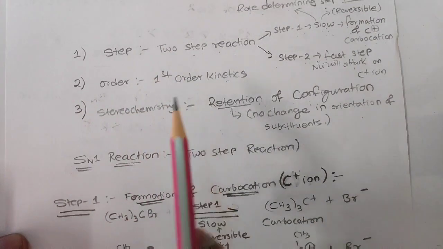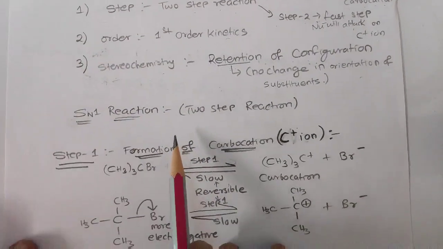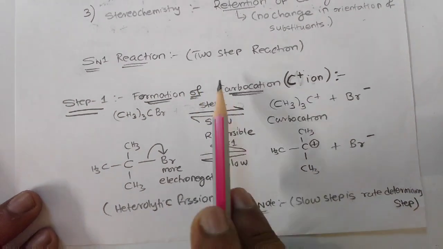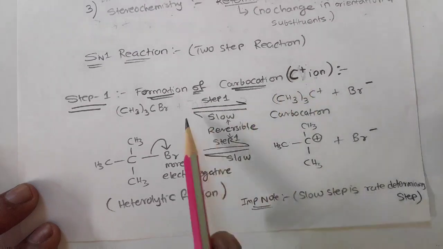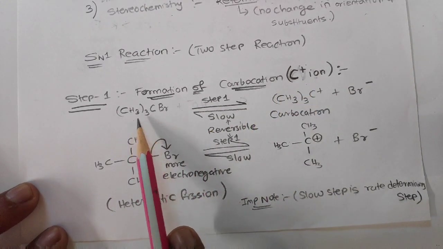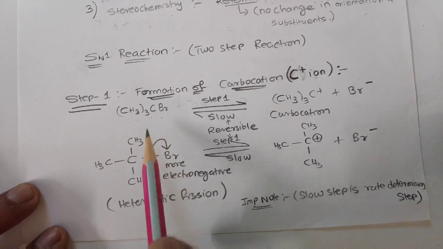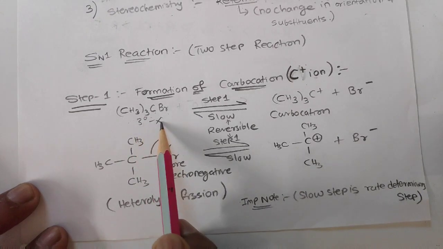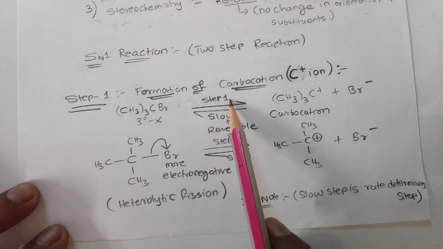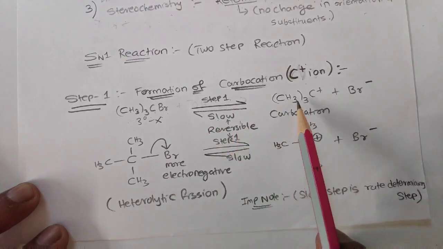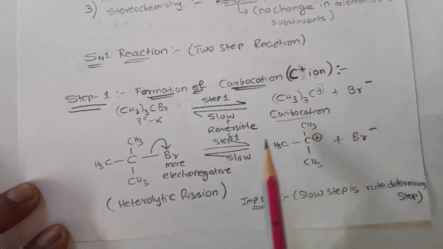All of this can be asked in a 1 mark MCQ. Now, the SN1 mechanism is a two-step reaction. Step 1 is formation of the carbocation. Its general form is (CH3)3CBr. Here we have taken a tertiary halide, and I will discuss why a tertiary halide. Step 1 is the slow, reversible step. You can see the formation of the carbocation, and Br- is separated.